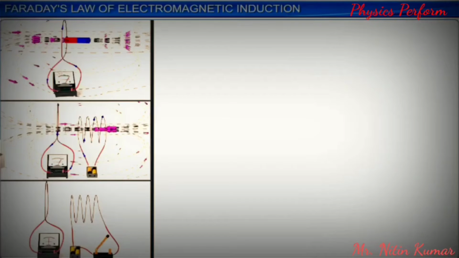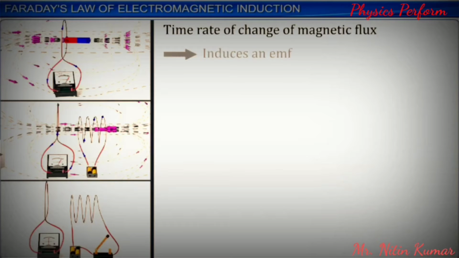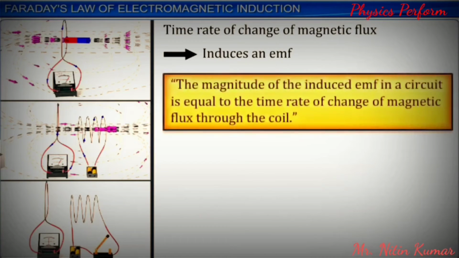From the observations of these 3 experiments, Faraday concluded that the time rate of change of magnetic flux through a closed coil induces an EMF through it, and stated Faraday's law of electromagnetic induction. The magnitude of the induced EMF in a circuit is equal to the time rate of change of magnetic flux through the coil. We can put this law in the form of a mathematical equation. E is equal to minus d phi B divided by dt. Let this be equation 3.